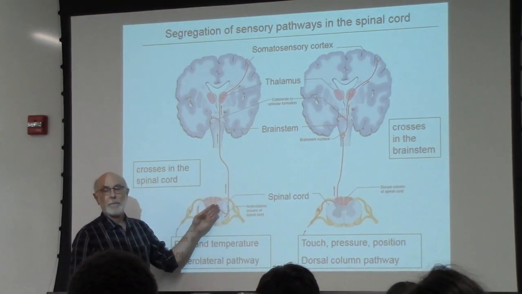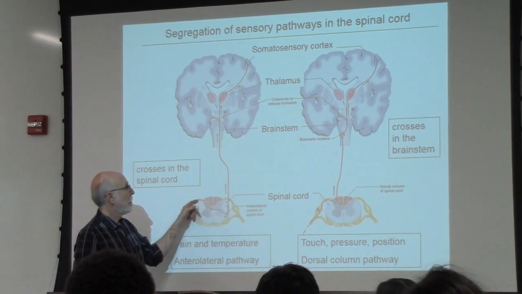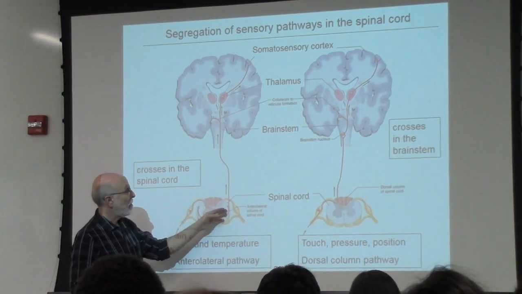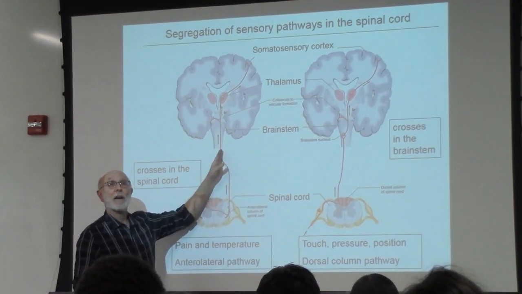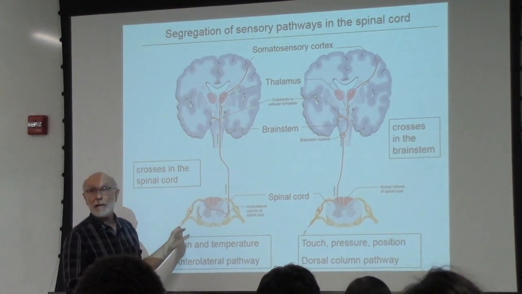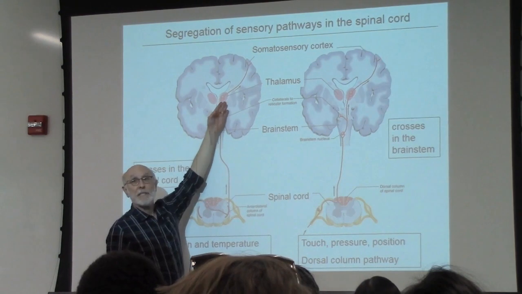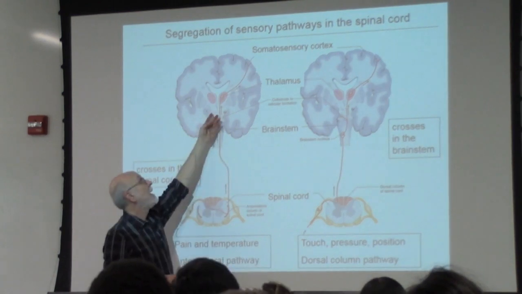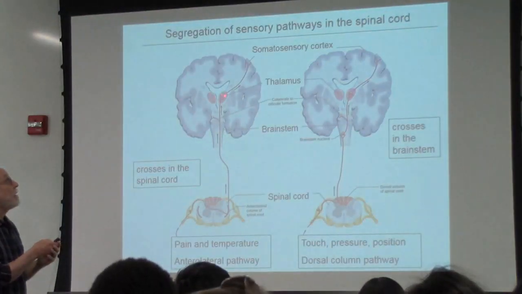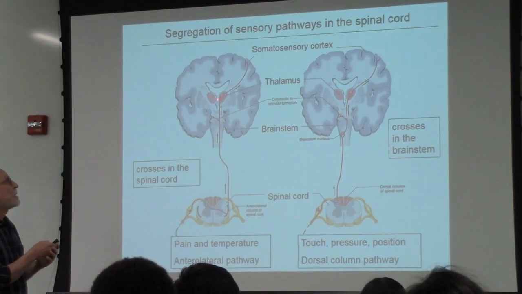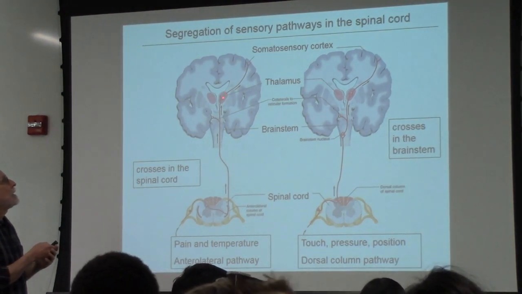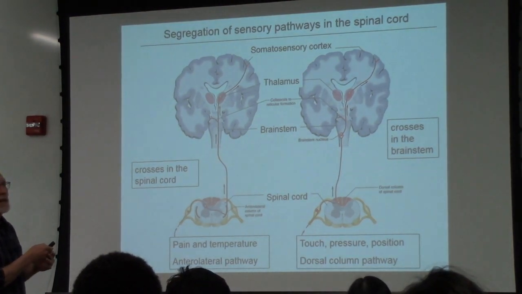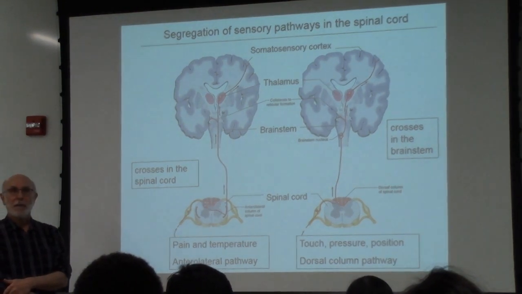In the pain and temperature pathway, the crossing over has happened. The axons of the secondary neuron go up the spinal cord on the contralateral side, contralateral to where the input came from, and form a synapse in the contralateral thalamus. There is processing going on in the thalamus, lots of synaptic processing, and then a third or nth order neuron goes to the somatosensory cortex in the post-central gyrus of the parietal lobe.